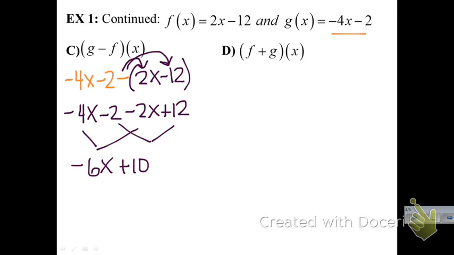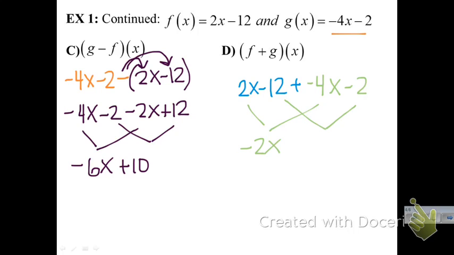On D, we're going to take the f function, which is 2x minus 12. We're going to add the g function, which is negative 4x minus 2. And because we're adding, we don't need that parenthesis. You're going to combine like terms. 2x minus 4x, or plus a negative 4x, will give you negative 2x. And then this negative 12 and the negative 2 here will give us negative 14.